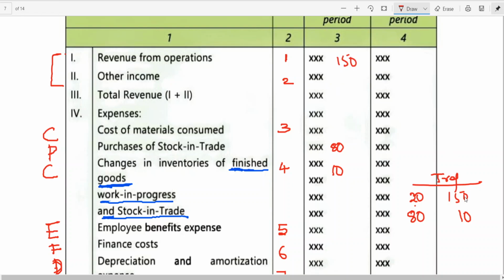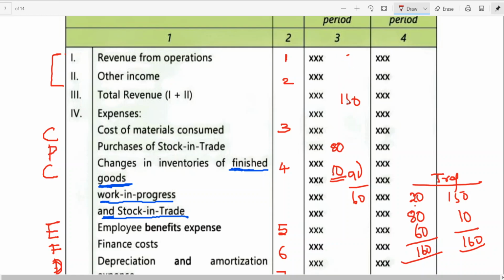Now look at the gross profit, for example. 150 plus 10, 160. 160 minus 100, 60. You can see 150 is total income. So this is only to explain the concept of change in inventory. 80 plus 10, how much? 90. 150 minus 90, you are getting gross profit of 60. That is the logic. This is clear.